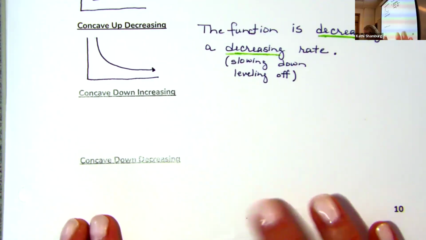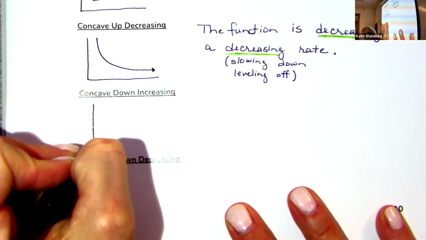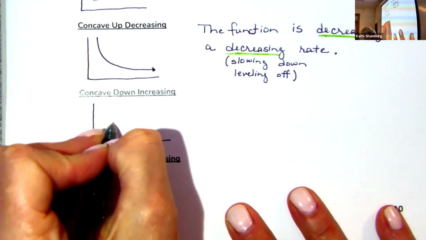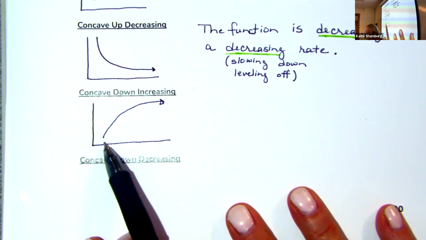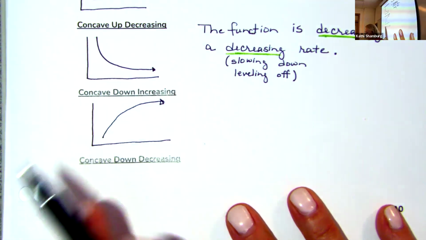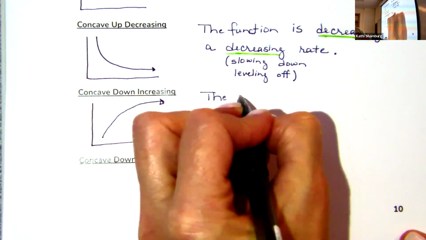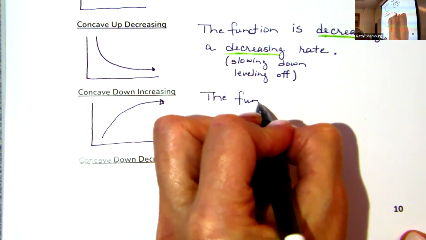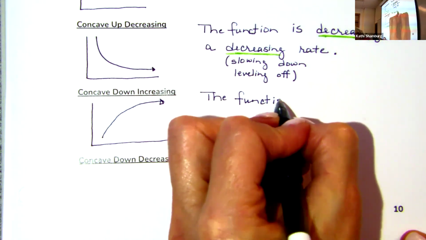All right, concave down, increasing. It is increasing and my curvature is cups down, so we have concave down. All right, so again, I would start out, because these will be complete sentences, right? So the function is, oh, I got it spelled function. I started writing is first.